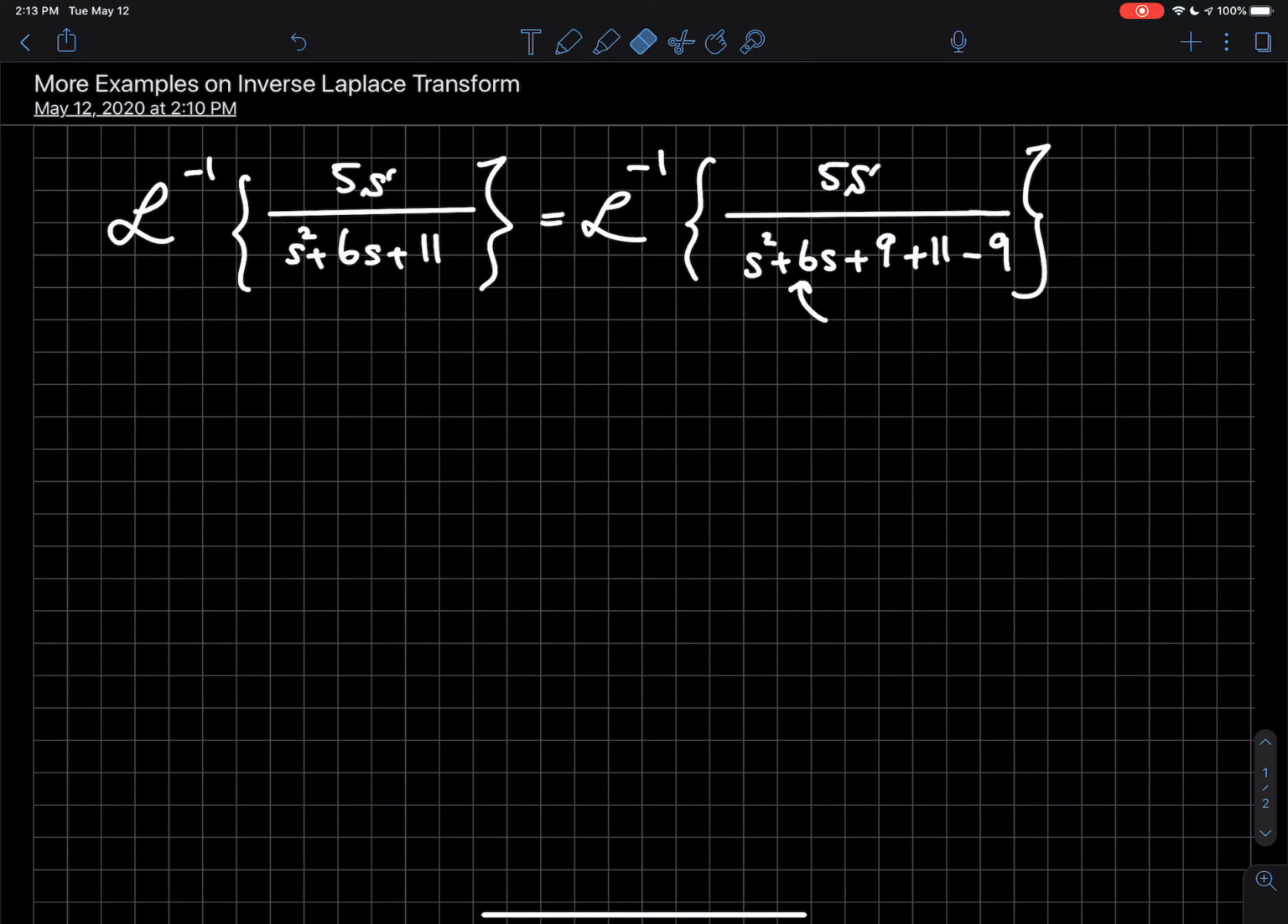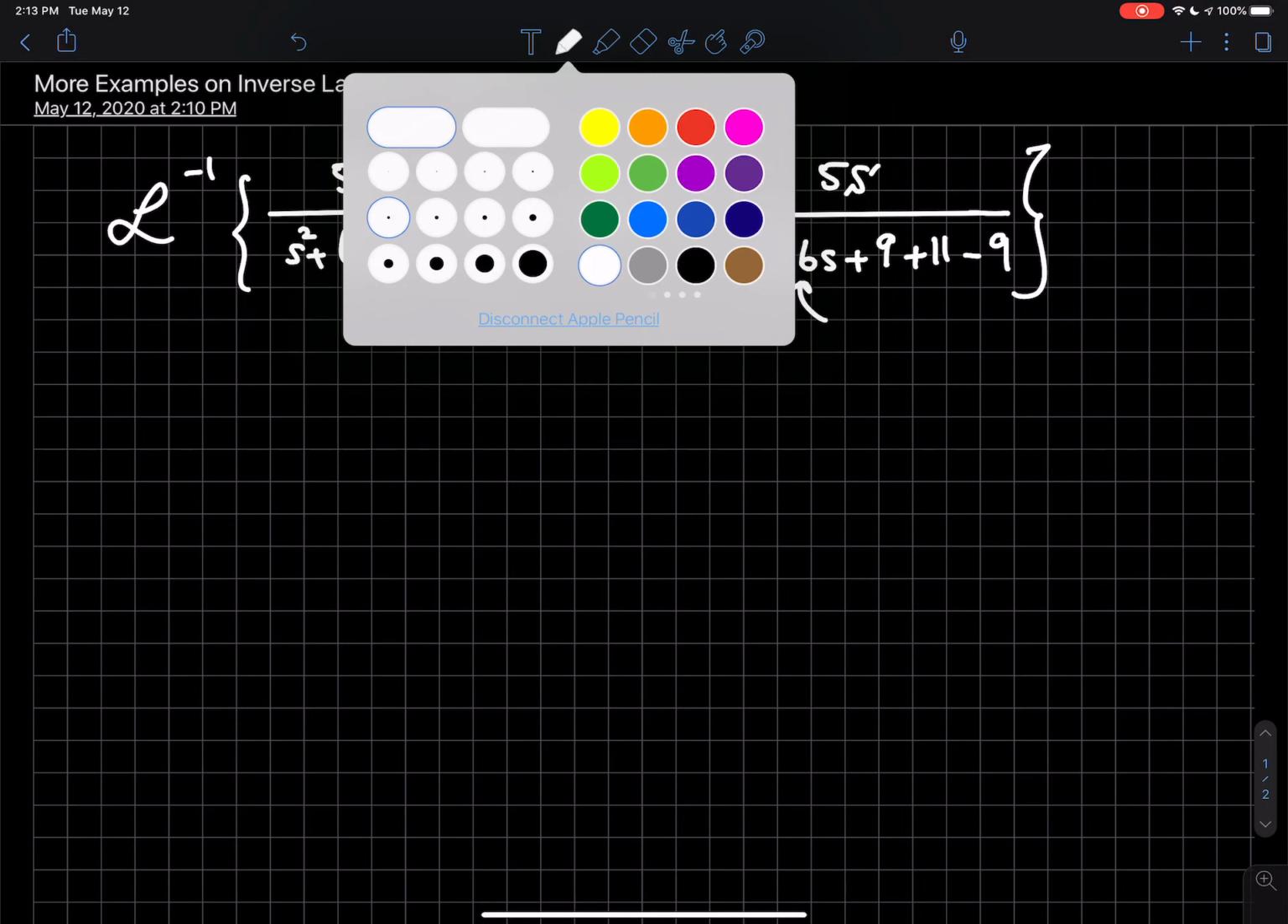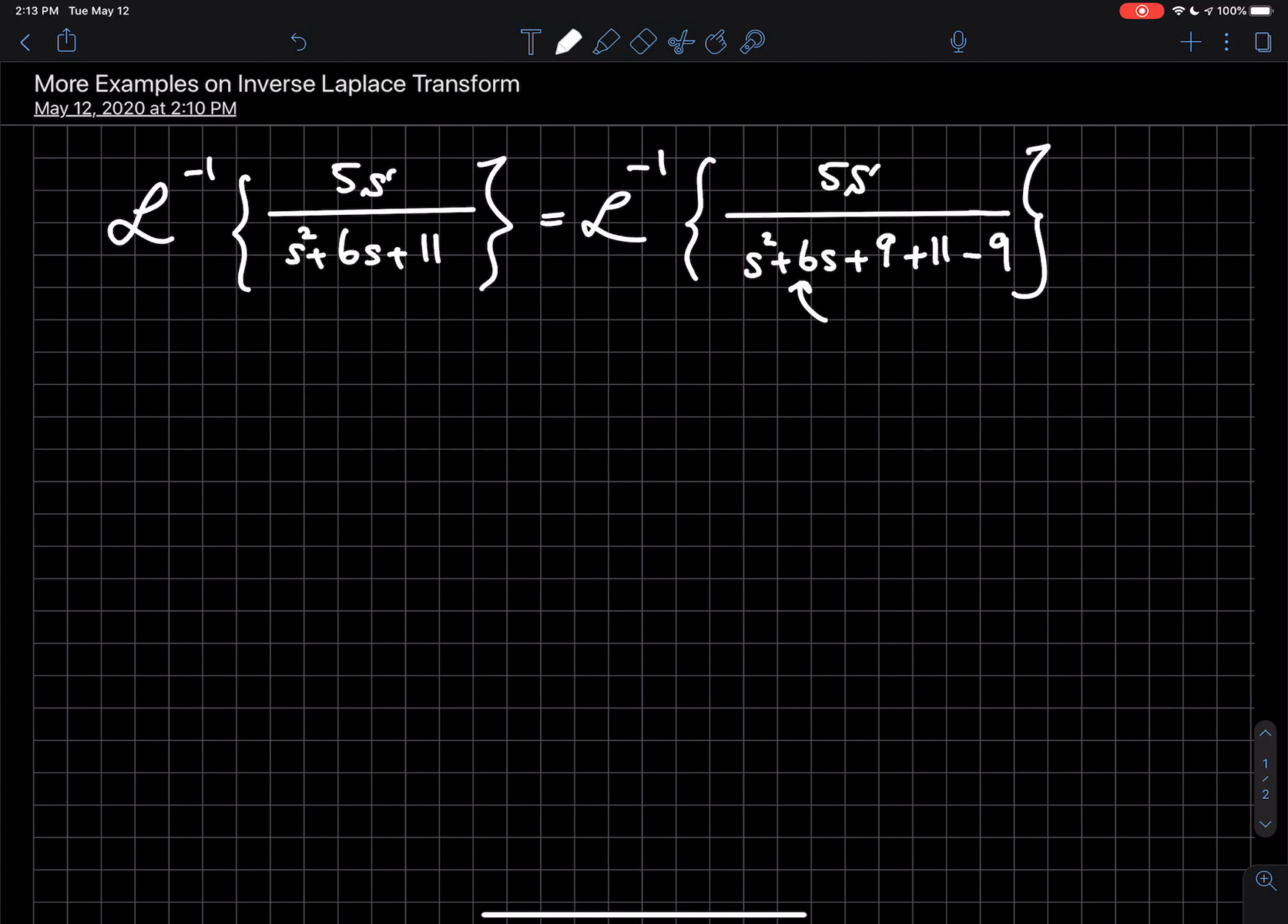So this becomes Laplace inverse of 5s over s plus 3 squared plus 2. And that's my completing the square result.